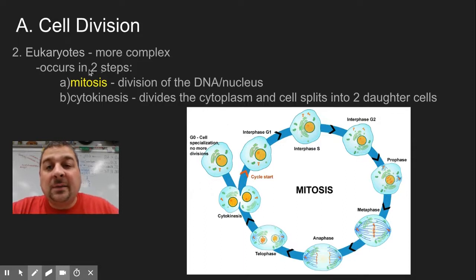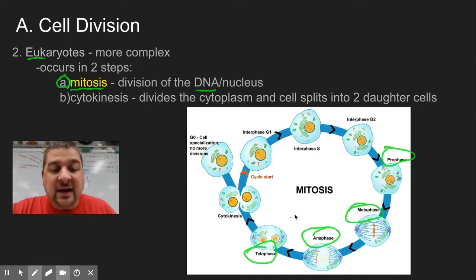In eukaryotes, remember, eukaryotes have a nucleus and other membrane-bound organelles. We're going to focus on eukaryotes for cell division in this chapter. It's going to happen in two steps. The first step, mitosis, is just the division of the DNA, or what's in the nucleus. When we go through these stages, like prophase, metaphase, anaphase, telophase, we're going to be looking at these little X-shaped structures. You can see the little red ones in the cell, and how they are divided and pulled apart so that the daughter cells each get a copy, because it's very important that the cell makes copies and passes on that DNA to its offspring.